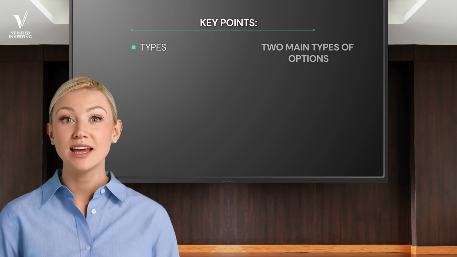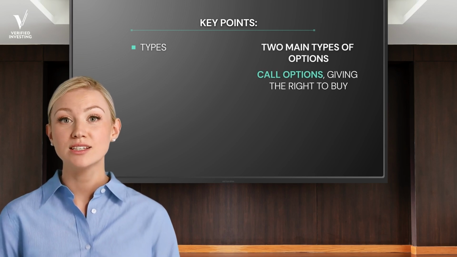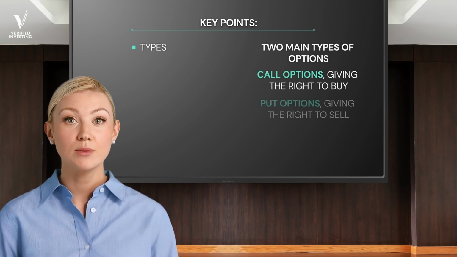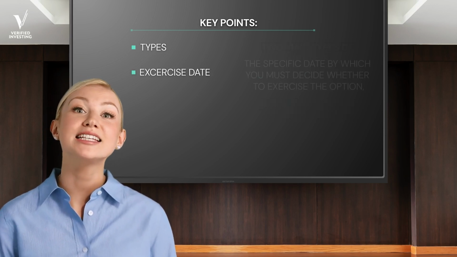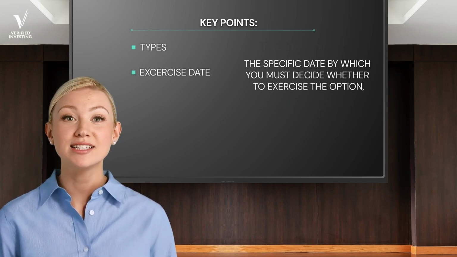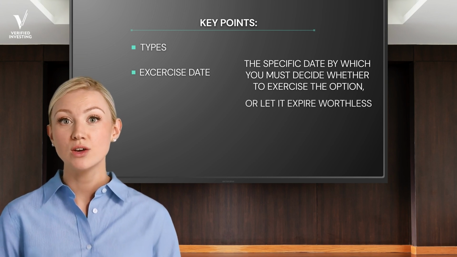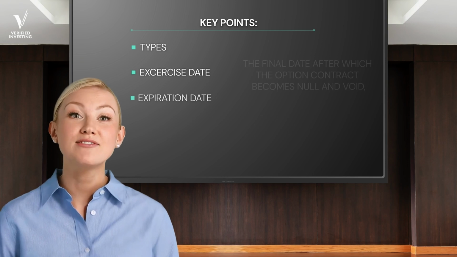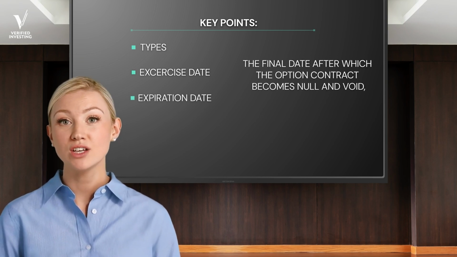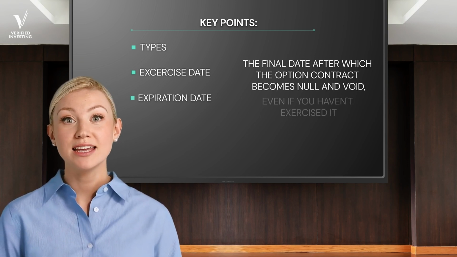First, there are two main types of options: call options, giving the right to buy, and put options, giving the right to sell. The exercise date is the specific date by which you must decide whether to exercise the option or let it expire worthless. The expiration date is the final date after which the option contract becomes null and void, even if you haven't exercised it.